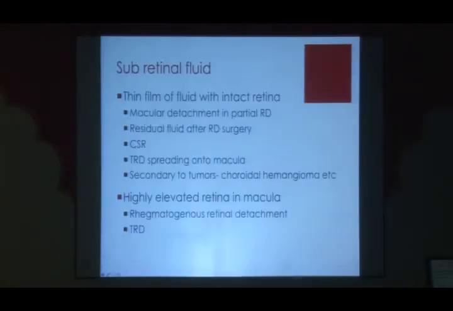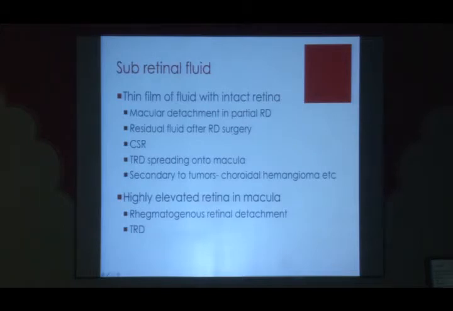Coming to subretinal fluid, the next space beyond the pigment epithelium, it may have a thin film of fluid with an intact retina, as in a case of macular detachment in a partial rhegmatogenous retinal detachment. A residual fluid after RD surgery is very often missed unless you do OCT. You will find sometimes a small thin film of fluid under the macula, and you think the visual recovery is not good because it's a long-standing detachment or because the macula was detached already, but very often it could be because of the residual fluid under the fovea.